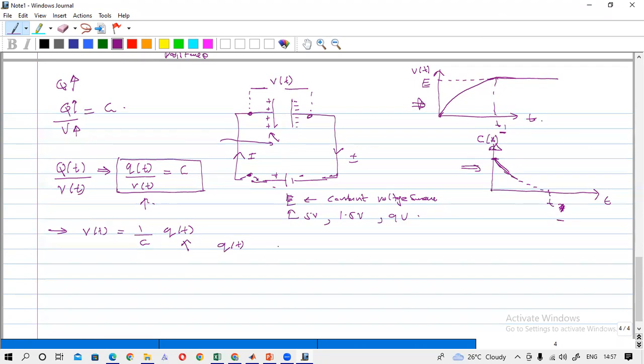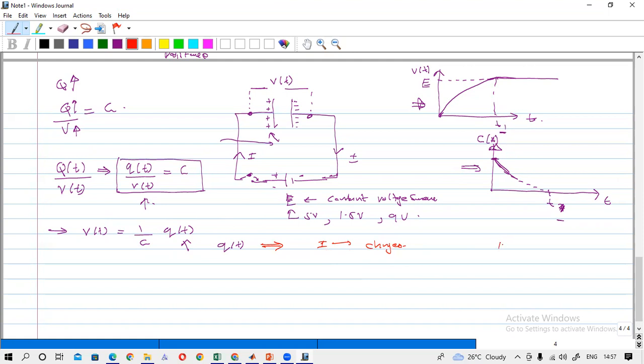Can you remember that there is a relationship between the current and the charges? What is that? Normally, current is nothing but a flow of charges, no?